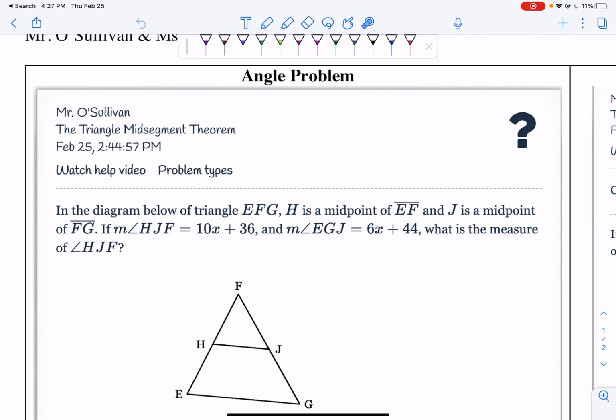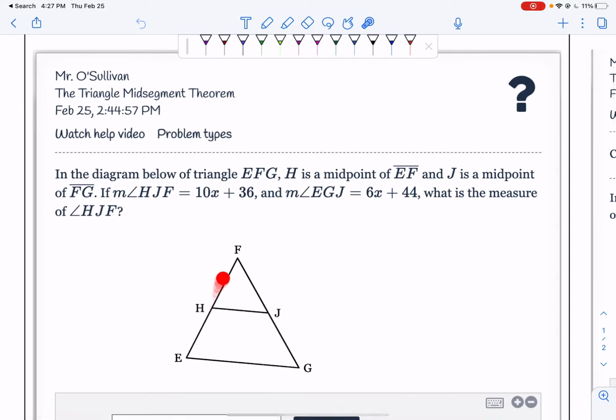So the question says, in the diagram below of triangle EFG, so look, I have a big triangle EFG, H is the midpoint of EF, and J is the midpoint of FG. The measure of angle HJF is 10x plus 36, and the measure of angle EGJ is 6x plus 44. What is the measure of angle HJF?